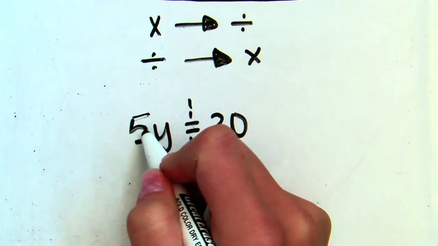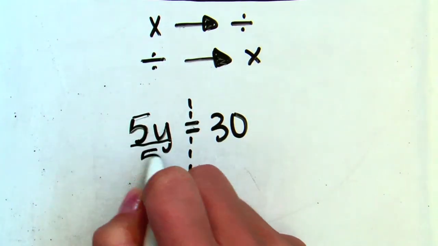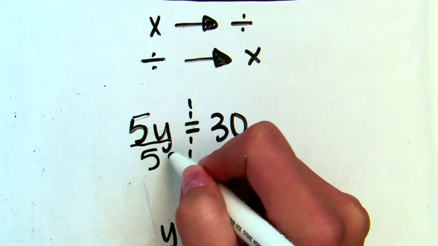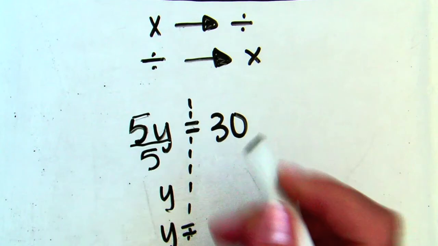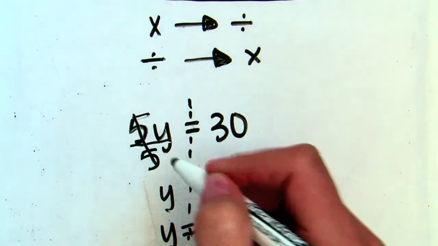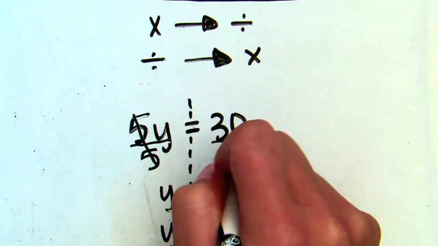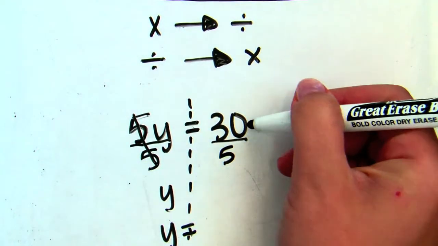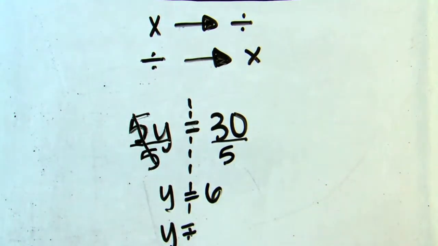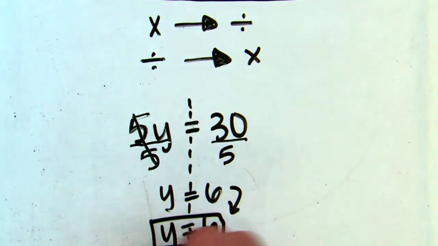So to undo the multiplication, if we divide by a 5, then 5 divided by 5 is just 1y, which we can just write as y. So these guys cancel out. But to keep it balanced, if we divide by a 5 on the left side, we have to also divide by a 5 on the right side. So now we have 30 divided by 5, which is 6. So you bring it down, and we get y equals 6 as our answer.